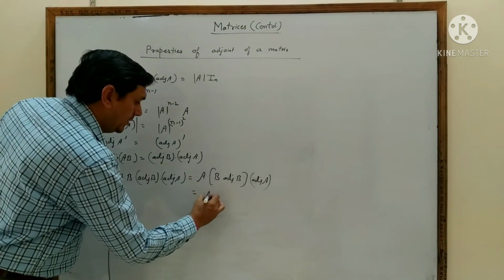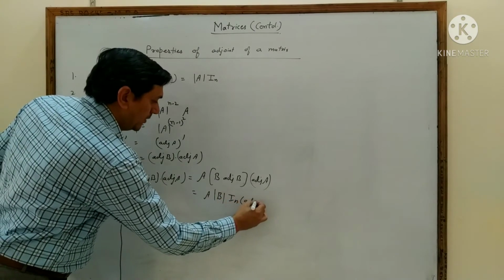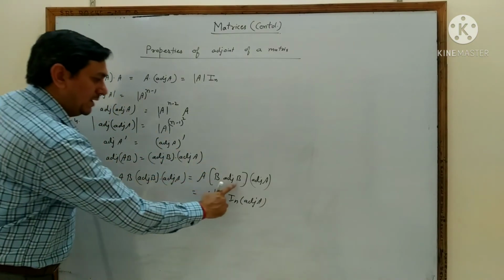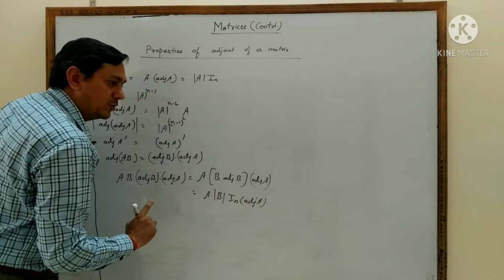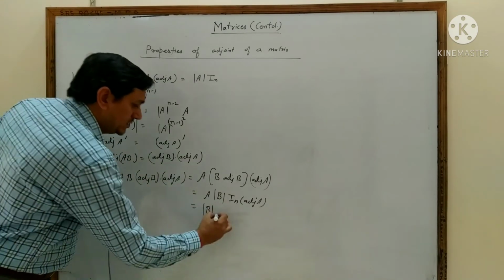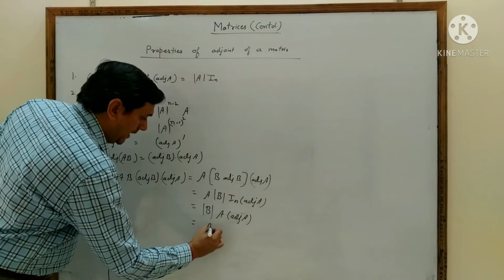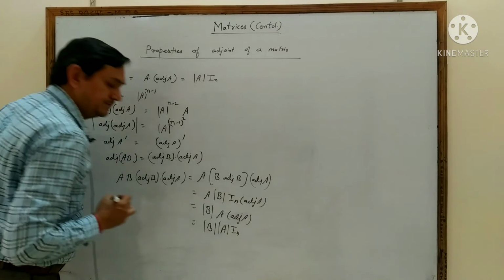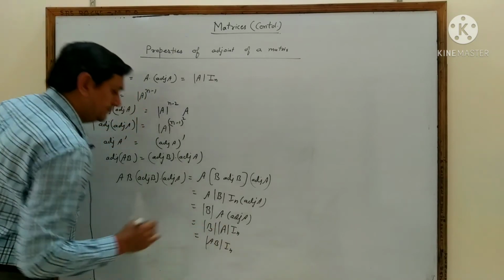B multiplied by adjoint of B is determinant of B times identity matrix by the property mentioned at serial number 1. Identity matrix multiplied by adjoint of A gives us adjoint of A, and determinant of B is a constant. So take it out at first and multiply A by adjoint of A, and A multiplied by adjoint of A gives rise to determinant of A times I n, and we can write it as determinant of AB times I n.